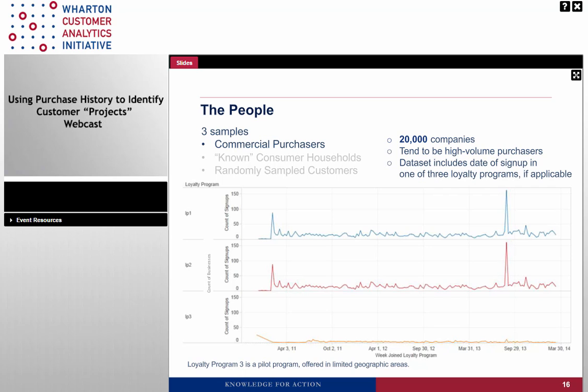The data visualization that you see here is the number of sign-ups to a loyalty program over the course of our observation window. You'll see that Loyalty Program 1 and Loyalty Program 2 are very similar to one another. I think that the spikes indicate particular incentives to sign up. And Loyalty Program 3 is a pilot program only offered in limited geographic areas, so the number of signups is very small in comparison to the other loyalty programs.